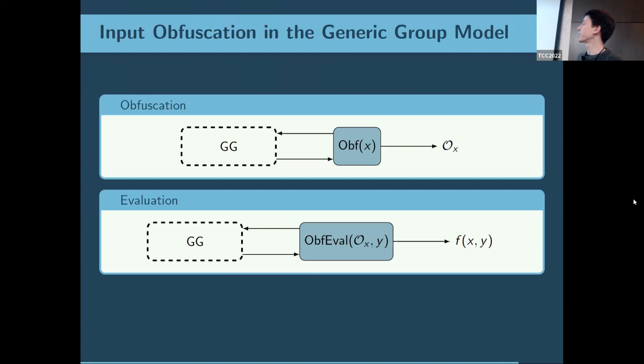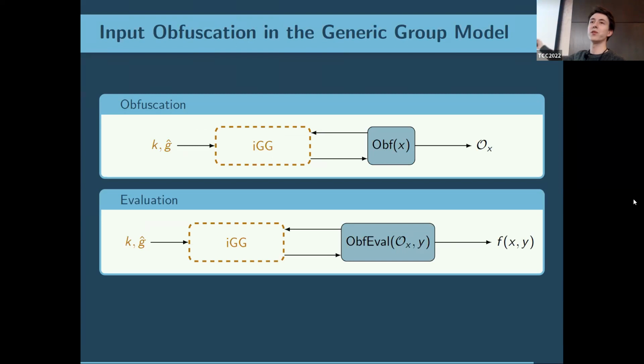And as we saw earlier, in the random oracle case for VBB obfuscation, we just wanted to replace the random oracle with a keyed and interactive version of the random oracle. Well, in this case, we do the exact same thing. We replace the GGM queries, the multiplication query and the identity test query, with interactive versions inside a personalized generic group.